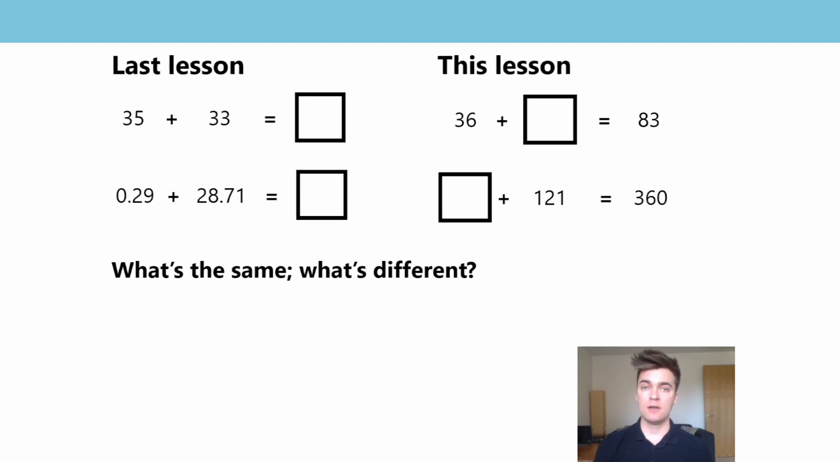Differences. Last lesson we were finding unknown sums. This lesson the sums are known, but an addend is unknown. That key difference is all part of the learning in this lesson. We're moving on from finding unknown sums to finding unknown addends.